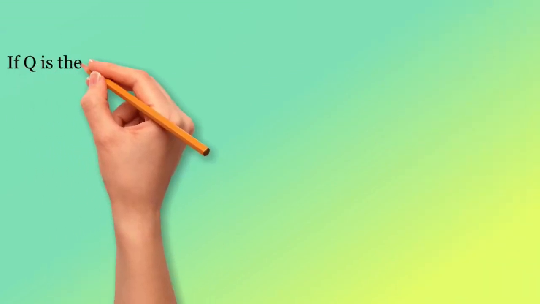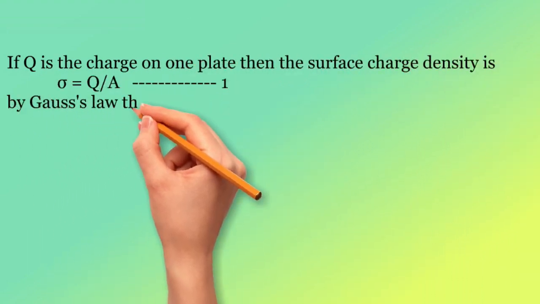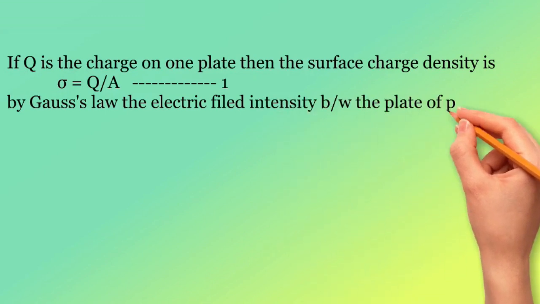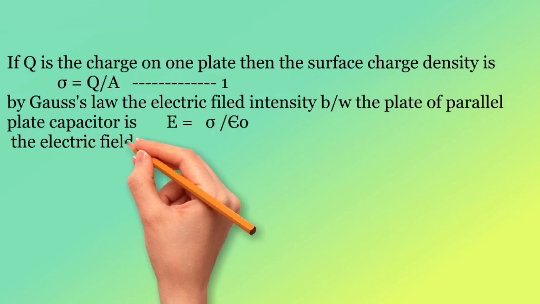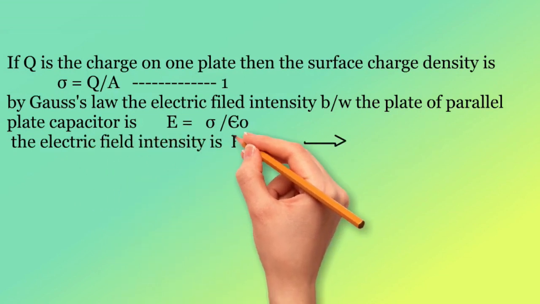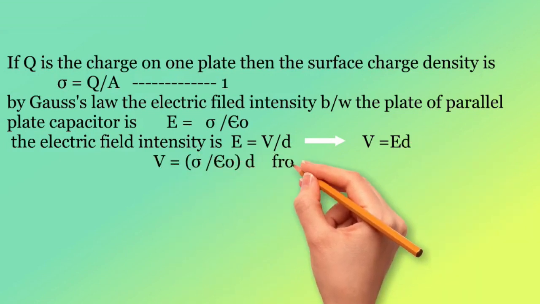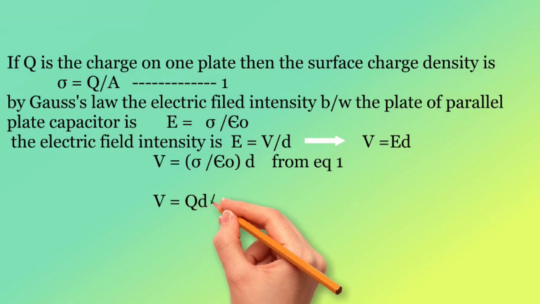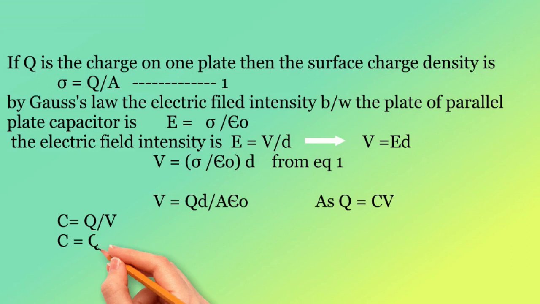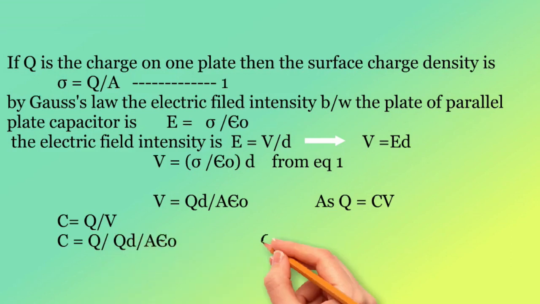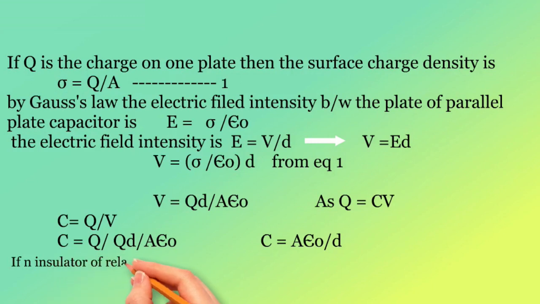If Q is the charge on one plate, then the surface charge density is sigma equals Q by A, charge by area of the plate, equation 1. By Gauss's law, the electric field intensity between the plates of a parallel plate capacitor is E equals sigma by epsilon naught. Electric field intensity equals voltage by distance, so voltage equals electric field intensity multiplied by separation of the plates. Voltage equals sigma d by epsilon naught, from equation 1, so V equals Q d by epsilon naught.